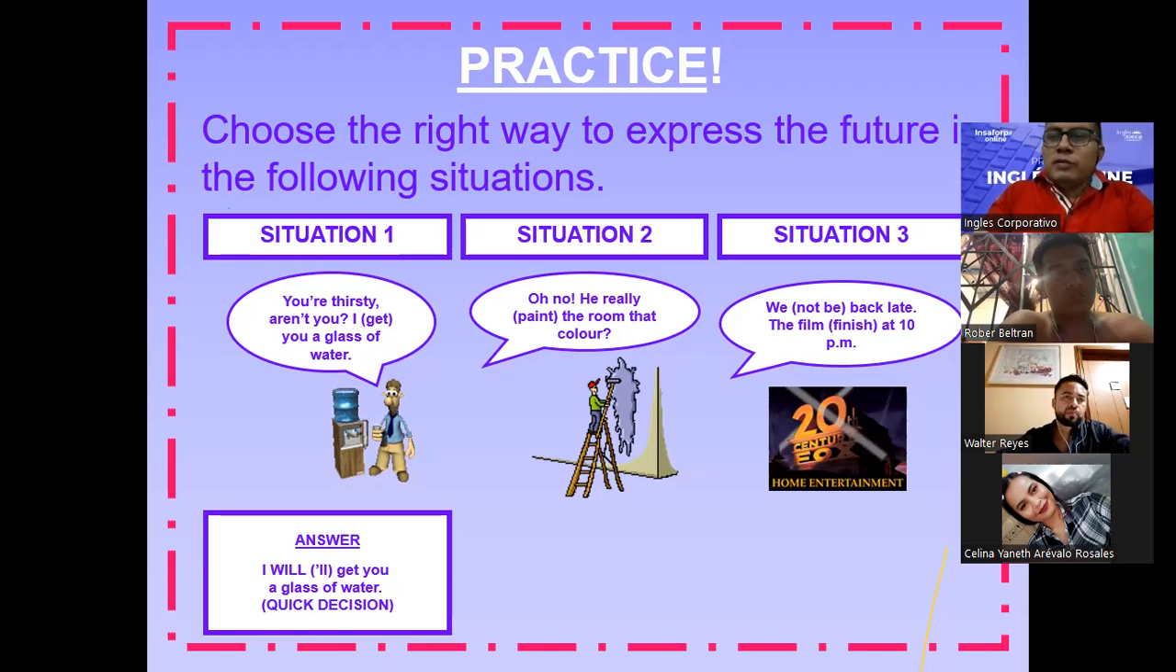Pero veamos la situación aquí. Yo voy pasando y veo que está Roberto ahí pintando su casa de color anaranjado, y digo, ¿en serio va a pintar su casa de esa manera? O digo, ¿pintará su casa? ¿Qué digo? Ese es el punto. No puede ser el present continuous porque no ha sido previamente planeado. Yo no sabía que él iba a pintar su casa. Voy pasando y veo que, oh no, en serio le va a dar ese color a la casa.